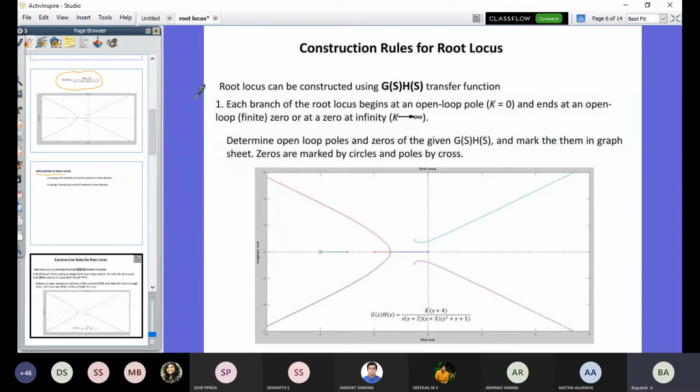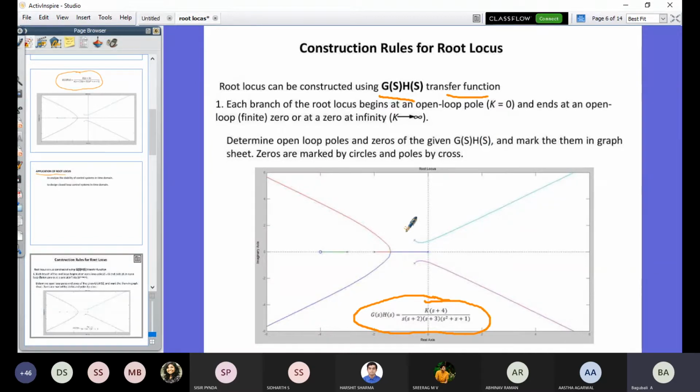Okay. So these are the construction rules for the root locus. Please listen. This is the example I have considered for the open loop control system transfer function. For this transfer function only, the plot is given here. This plot is called the root locus plot. So root locus can be constructed using the G(s)H(s) transfer function. G(s)H(s) is called the open loop control system transfer function. Any doubt here?